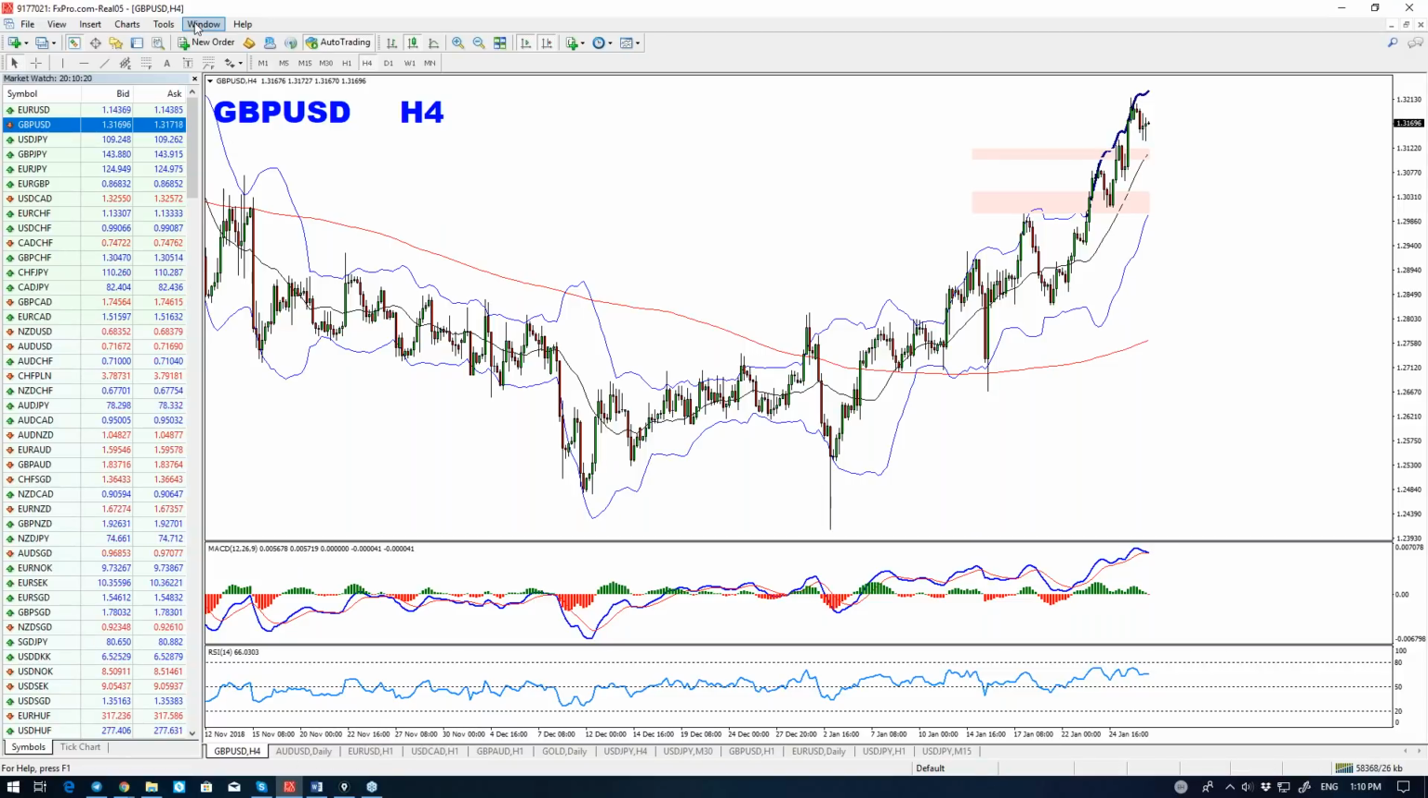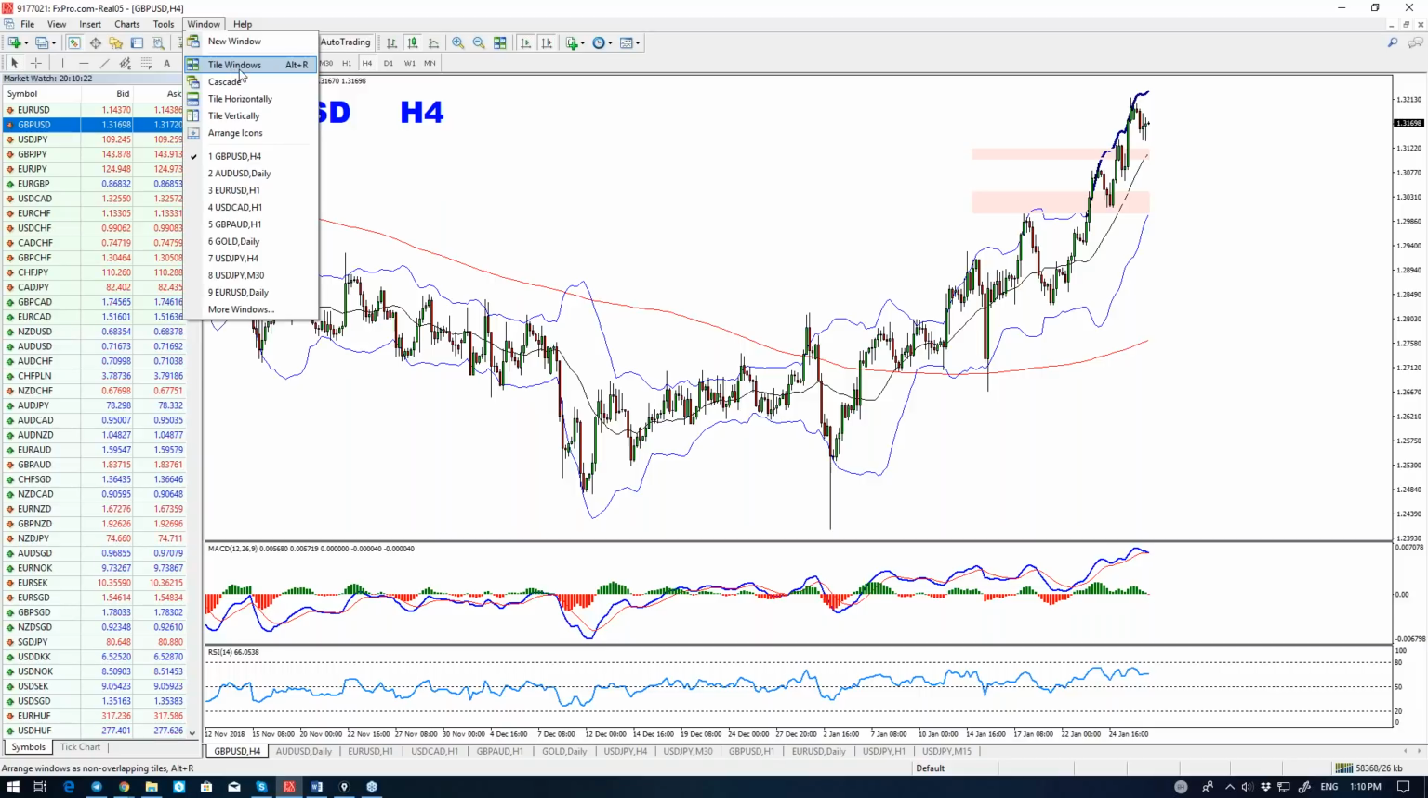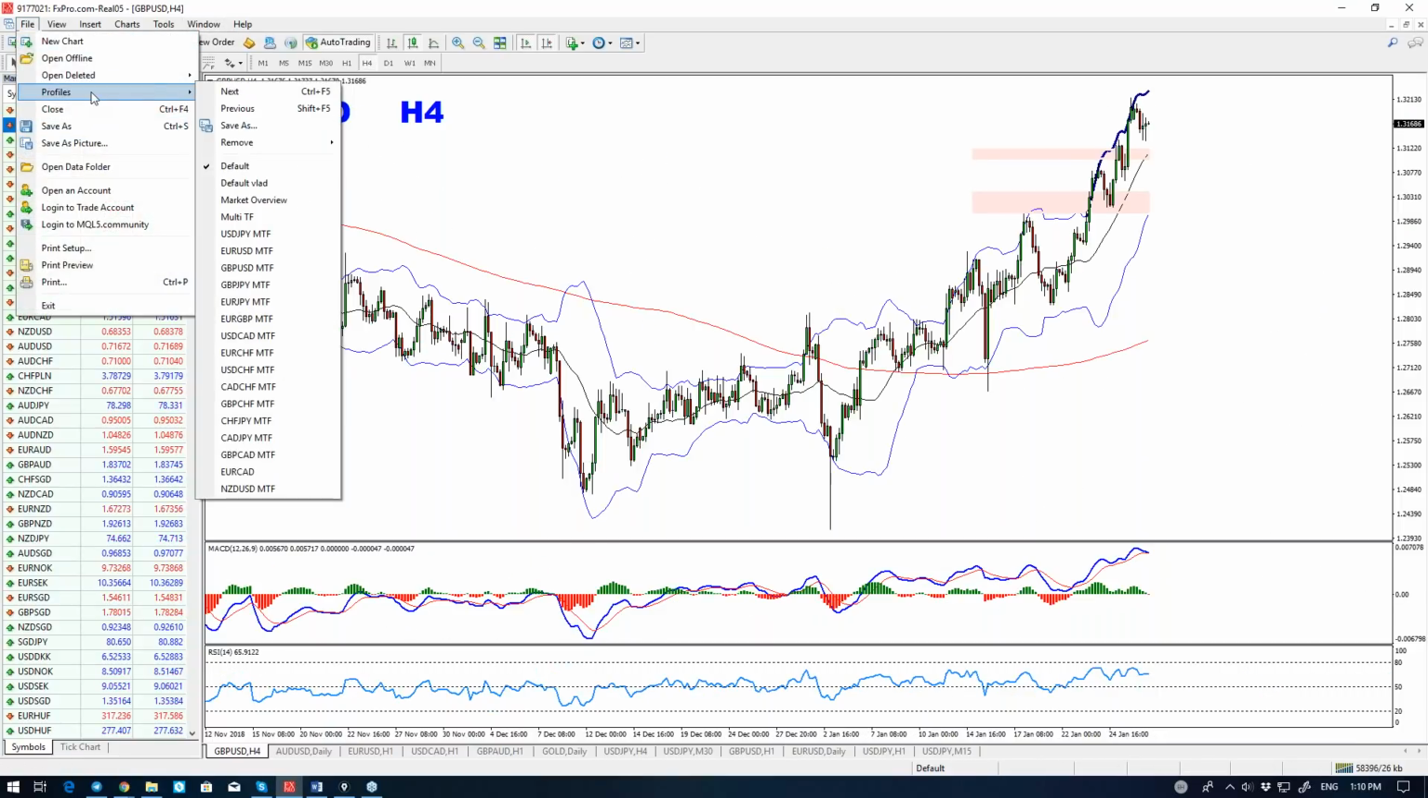Okay, then you go here to window, how you want to tile that: cascade, horizontally, vertically. So I'm working with tile windows. It arranges 4 in the row, and then you go to file, profile, and save it as you would like. So I'm preparing it like this.